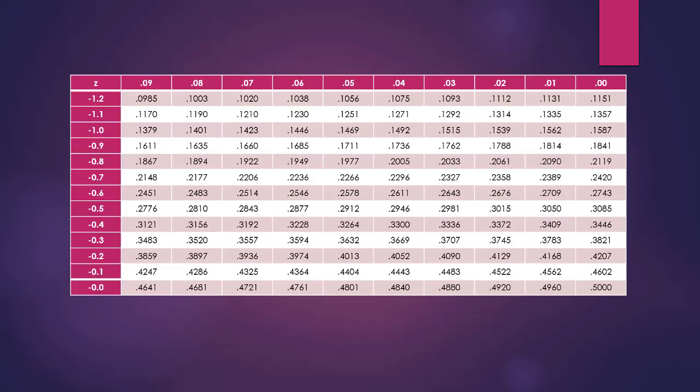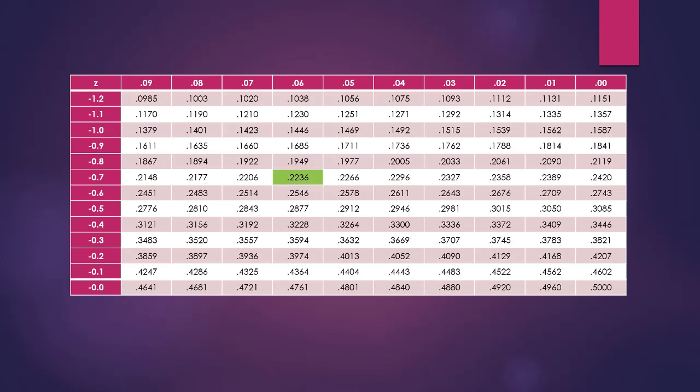So here's a cutout of the table. It's not the entire table, but it's the chunk that we're going to need. And we're going to look for 0.2236 in the middle of the table somewhere. Can you see it? It's right here.